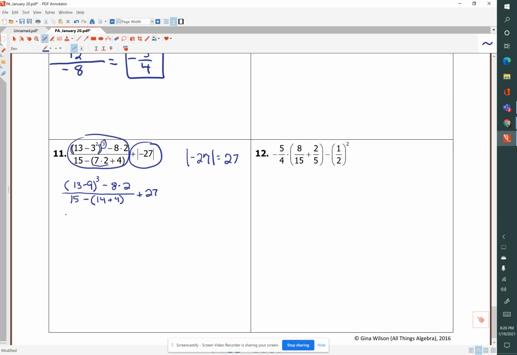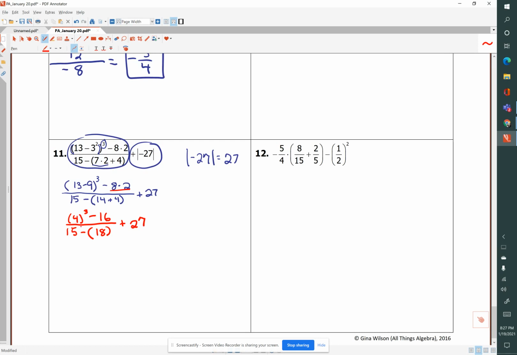Now we're still working in the numerator, so we're going to have 13 minus 9 will be 4, which will be raised to the third power. Let me change my color and make this a little clearer. I want to make sure you guys see it really well. So 13 minus 9 is 4. That will be raised to the third power, minus 8 times 2, which is 16. That's the numerator. The denominator, 15 minus 14 plus 4 is 18. And to all of that will be added 27.